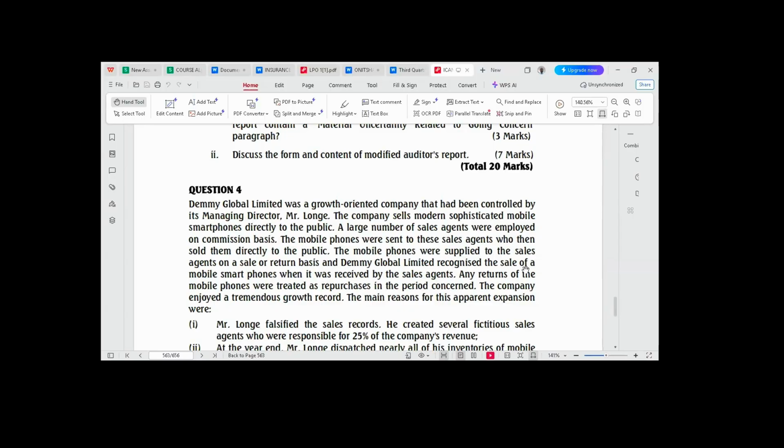They said Demi Global Limited recognized the sale of mobile smartphone when it was received by the sales agent. Any return of the mobile phone were treated as repurchases in the period concerned. And when they return it, they capture it as what? Repurchases. That is, they bought them again. The company enjoys a tremendous growth record. The main reasons for this apparent expansion were, number 1, Mr. Lunge falsified the sales record. He created several fictitious sales agents who were responsible for 25% of the company's revenue.